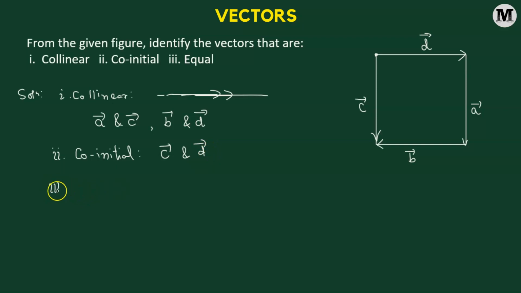Coming to the third one, now we have to find out vectors that are equal to each other. Two vectors are said to be equal when they have the same magnitude and also the same direction. Now in this particular figure, we see that vector A and vector C are parallel to each other, they are of equal length, and also they are pointing in the same direction, that is downward. So here we will say that vector A equals vector C.